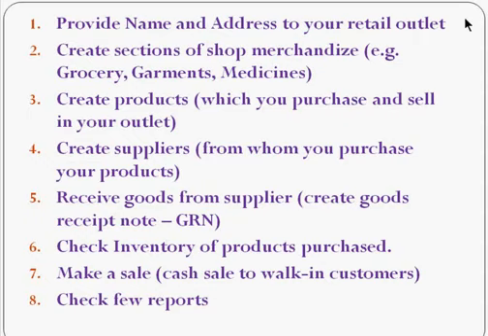So just to recap, we will do these steps. We will first provide name and address to the retail outlet, then create two departments, create products which we purchase and sell, create suppliers, receive goods from the supplier, check the inventory, make a few sales, and finally check a few reports. So we start in Candela with the first step.